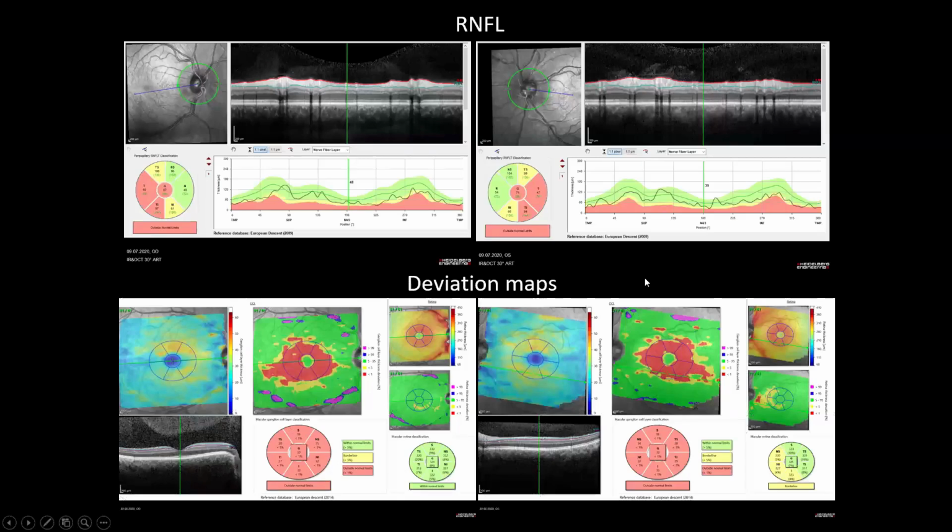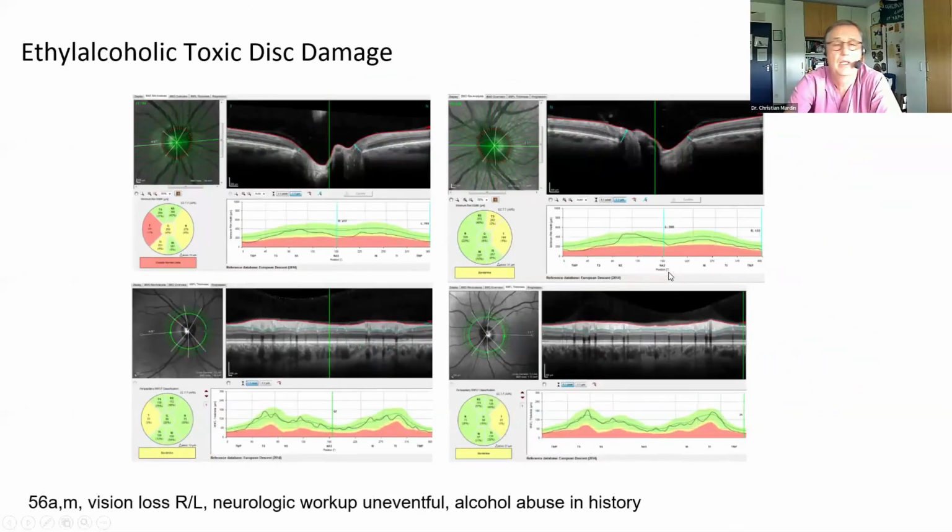And when we look at the deviation maps, we see a circular thinning of the ganglion cells in the upper and lower hemifield, showing this red circle.